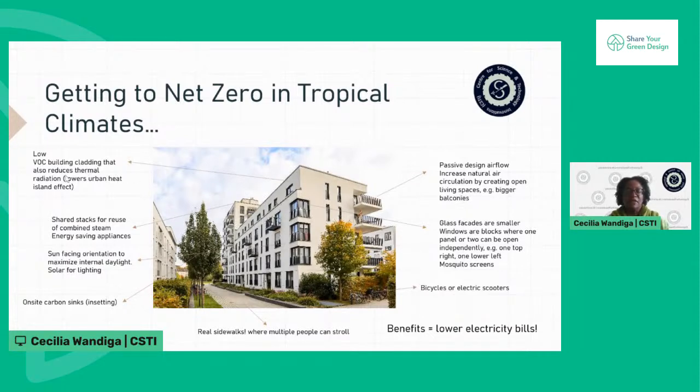And of course, the VOC cladding, low volatile emission chemicals, and looking at the type of building face material that absorbs heat and doesn't reflect radiation back into the surrounding atmosphere.